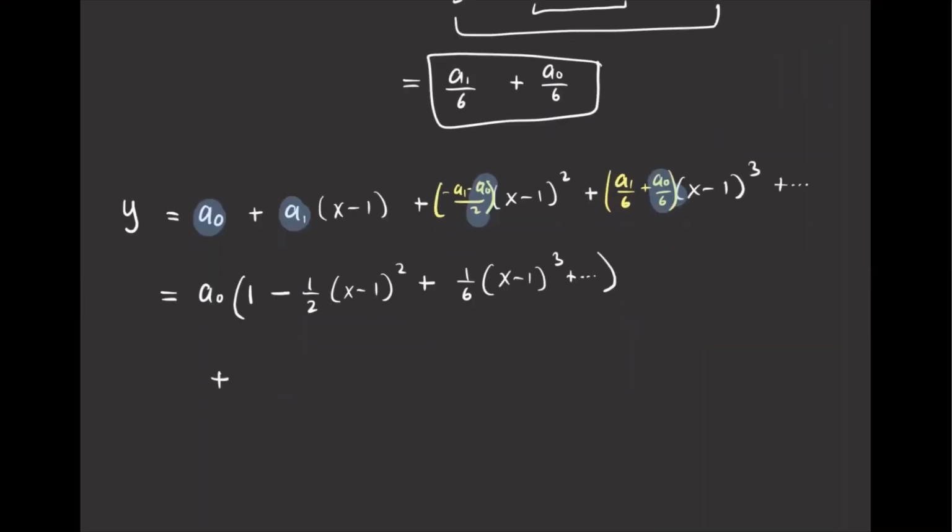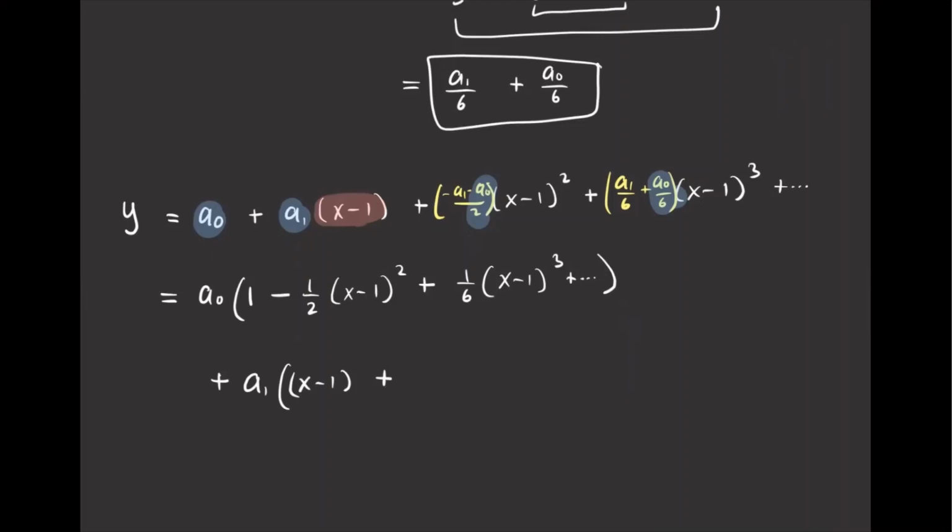Plus, now we're going to collect the terms with a1. So here's a1. The first term that appears with a1 is this one. So we get x minus 1. Plus, the next term that appears with a1 is right here, negative 1/2. So I'm just going to put a subtraction right here. Minus 1/2 x minus 1 squared. Plus, the next place we see a1 is right here, 1/6 times that factor. So it's 1/6 x minus 1 cubed plus dot, dot, dot. So there you have it.